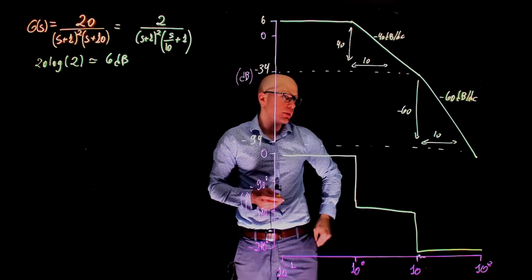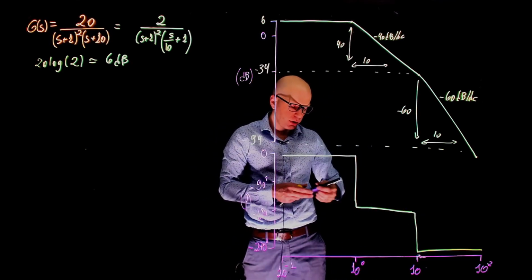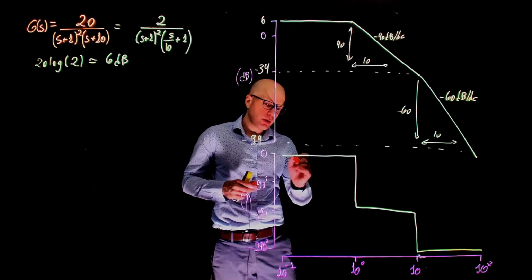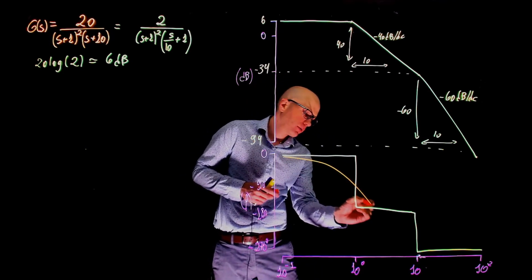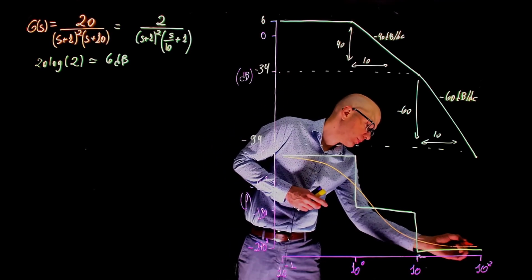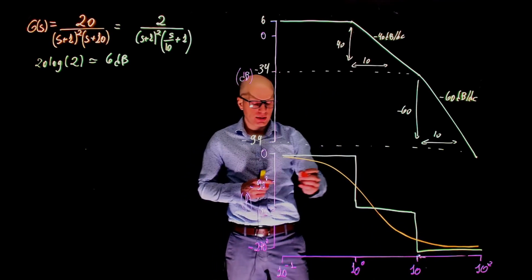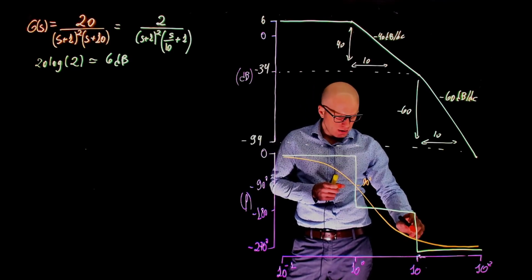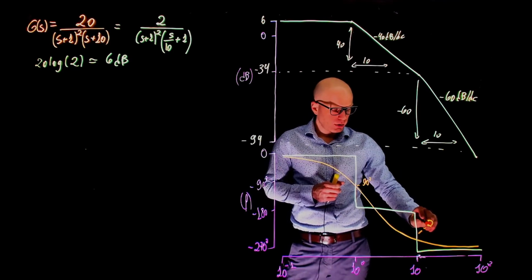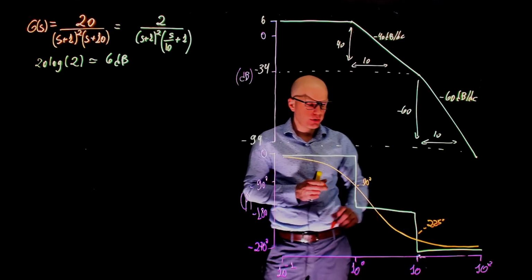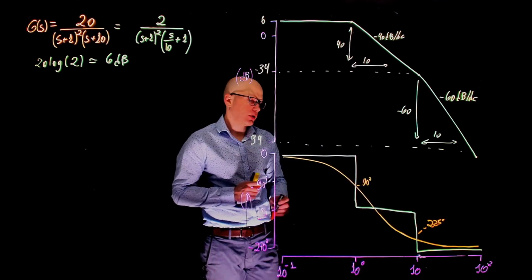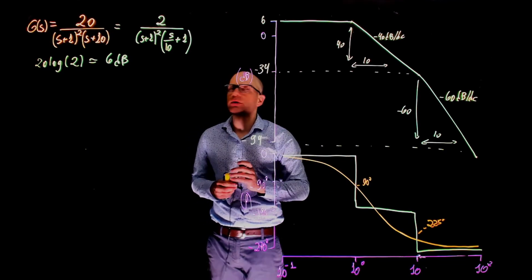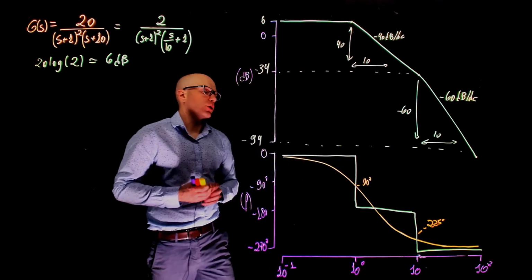Of course, this is an approximation. Now we need to interpolate this phase, and the interpolation should look something like this, passing by negative 90 degrees here, and passing by negative 225 degrees halfway through 180 and 270. Here we have the Bode plot for this specific function. Now let's look at this Bode plot.